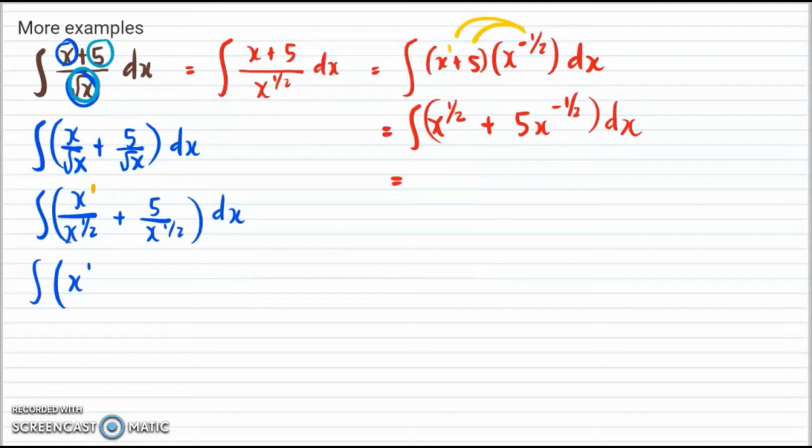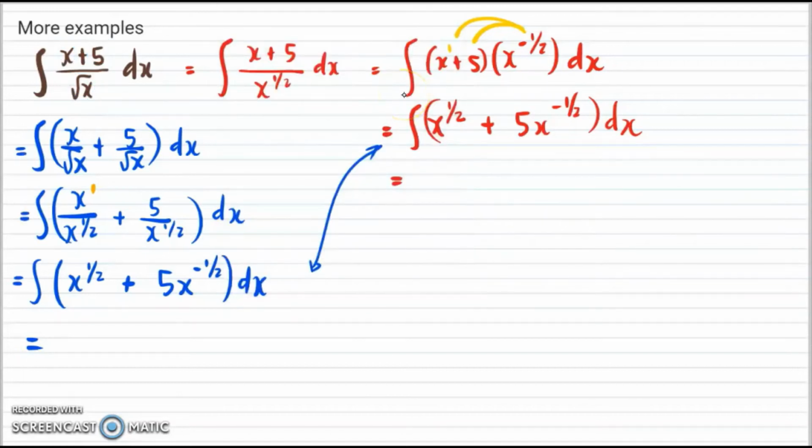So we'll have x raised to positive 1/2 plus, transferring this x raised to 1/2 here to the numerator, we'll have 5x raised to negative 1/2 dx. Well, actually, they are the same. This one and this one, these two are the same. But as you can see, it's easier now to get the integration. So let's now proceed to the integration of this given example.